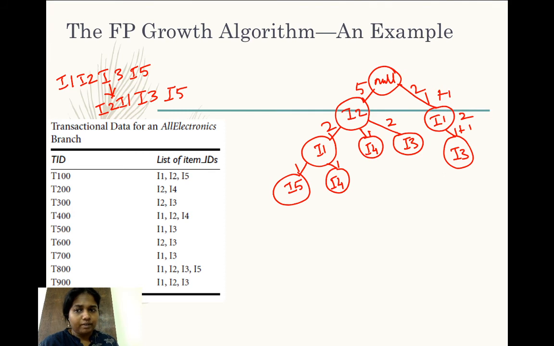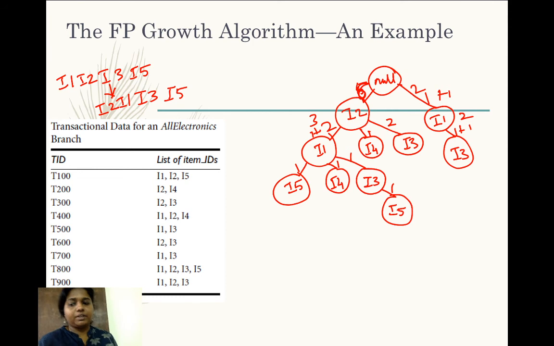Now I2 is already here. I already have I1, but I don't have I3 there. So I am going to add one I3 to this here, and to that I am going to add I5. Increment 1 here, make it 3, and you increment 1 here and make it 6. Now this is my tree after considering till transaction ID 800.